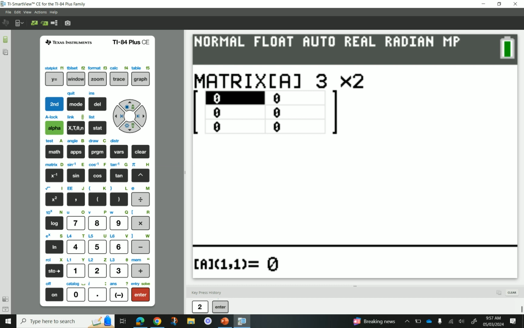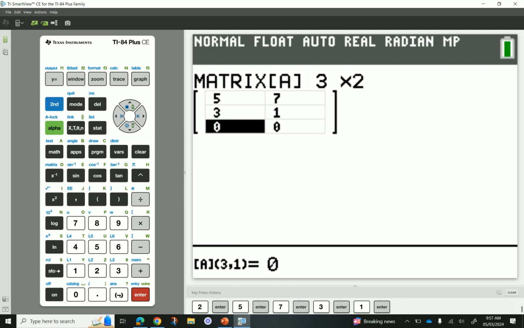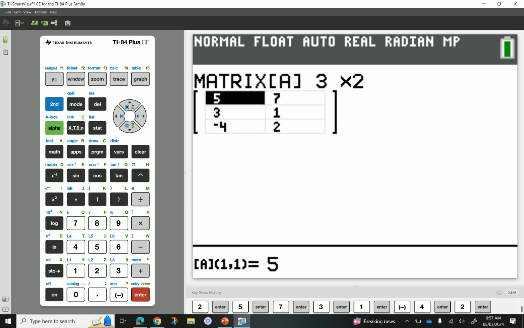Okay. Now we're going to put in our values. It goes across the rows. So 5, 7, then 3, 1, pushing enter each time to move forward. And then negative 4 and 2. Okay. This is a great feature as long as you type in the right numbers. So don't go too fast. Second matrix and then go over to edit.